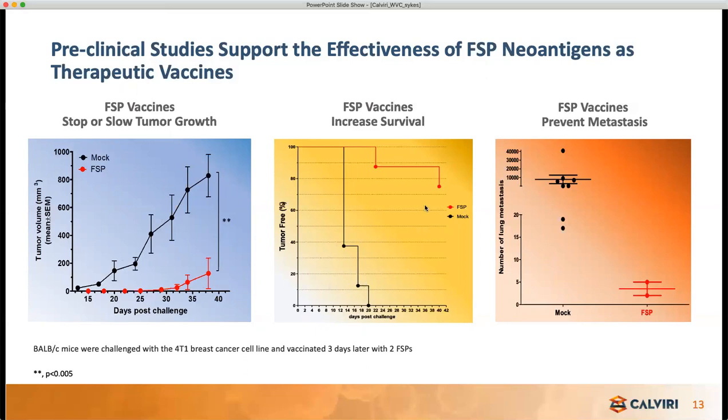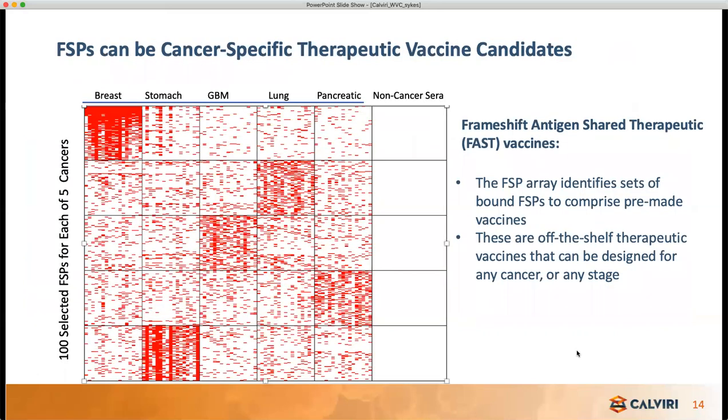Similarly, lifespan is increased in the frameshift vaccinated, actually post-immunization, so this would be therapeutically vaccinated mice. And most outstandingly, the frameshift inoculated mice had basically no metastasis. And since that's what kills us in cancer, we thought that was an important result.